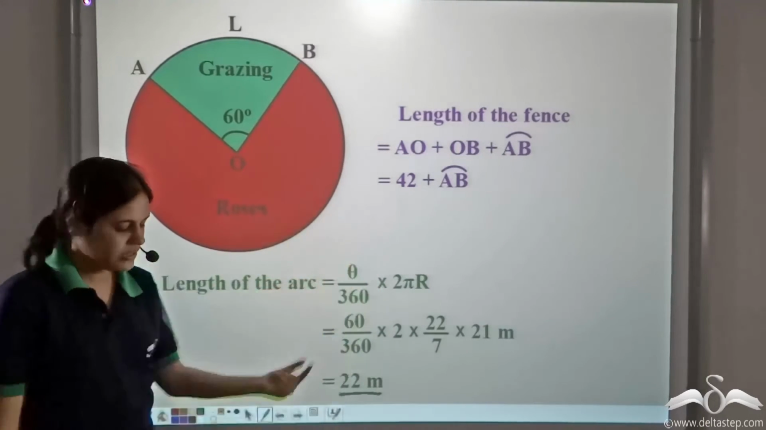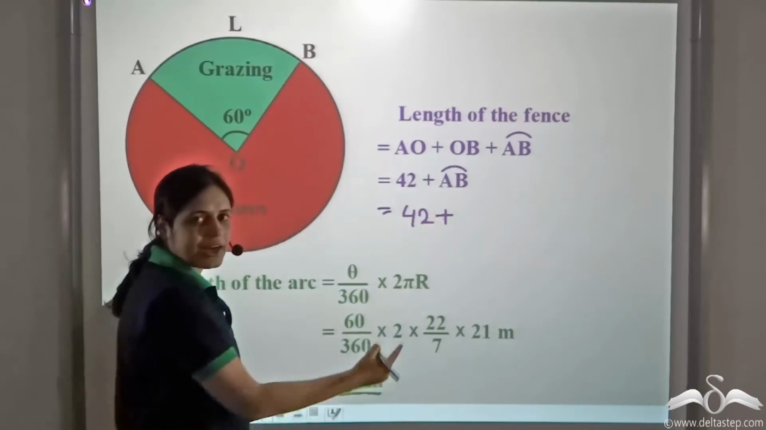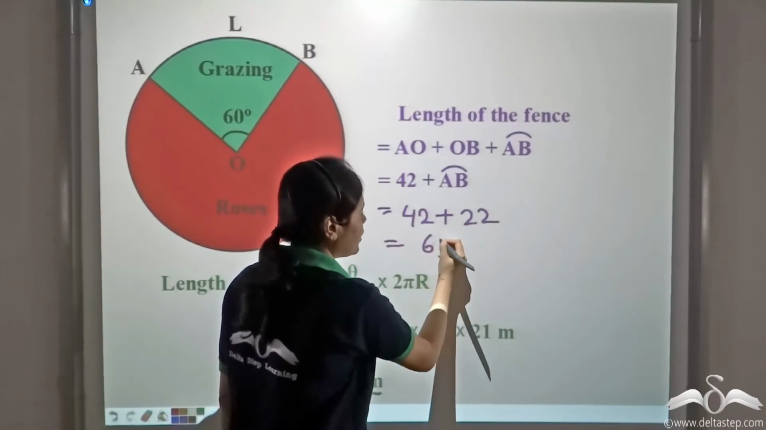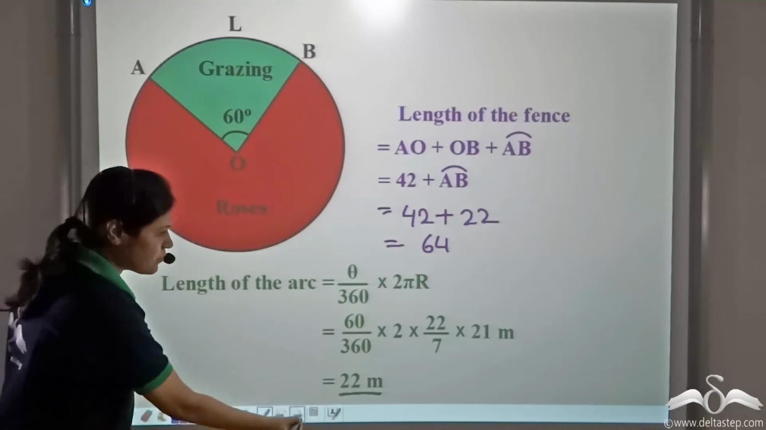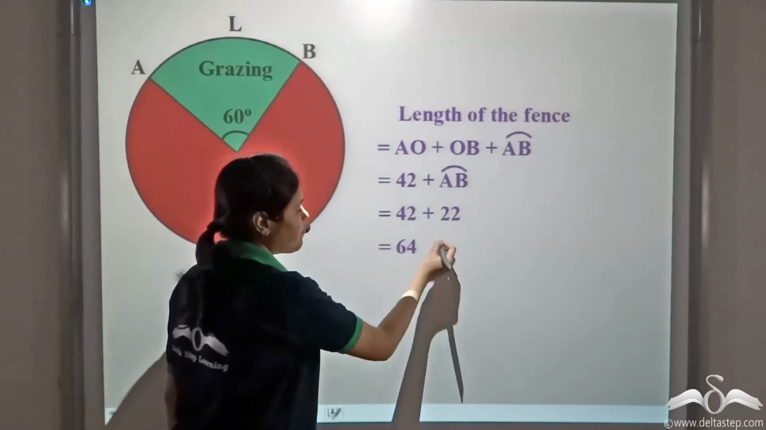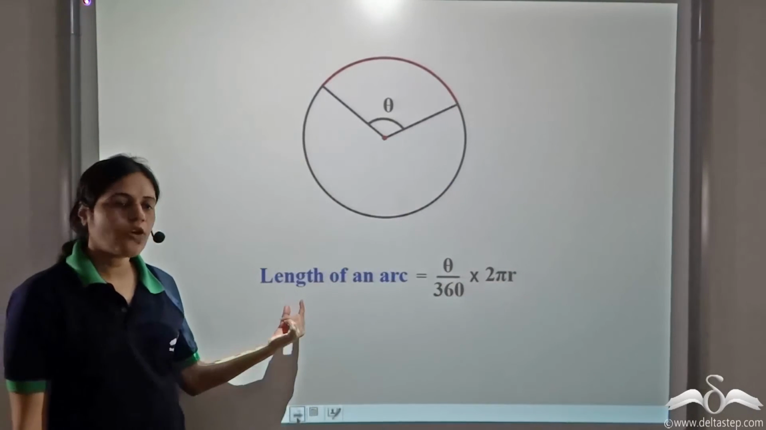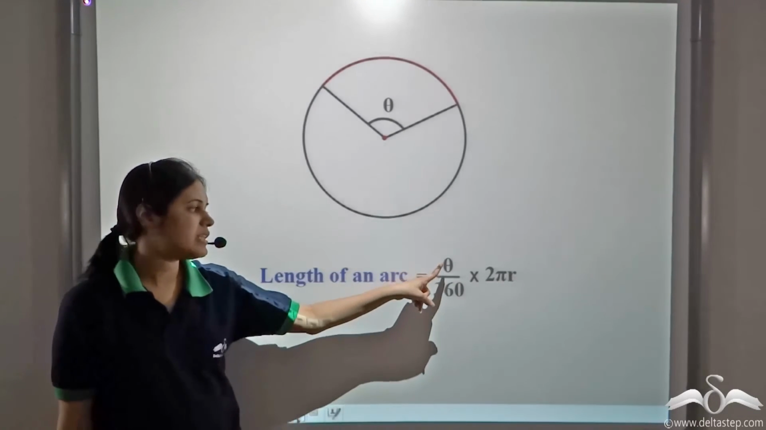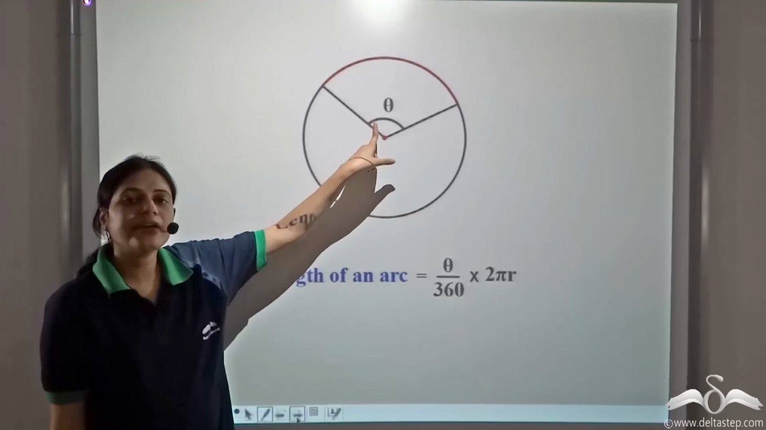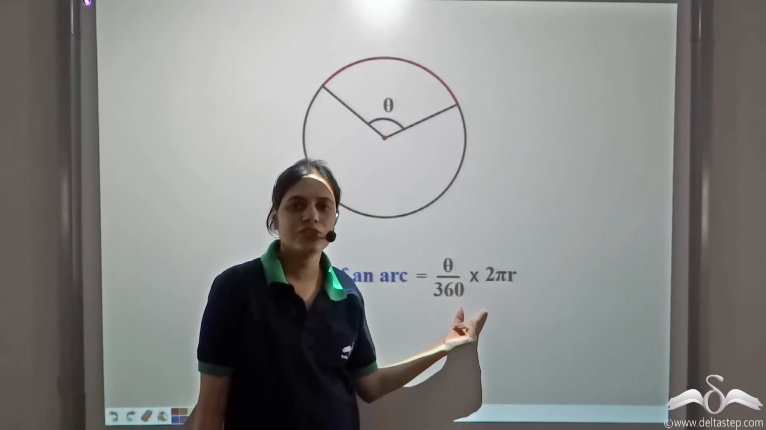Now what is the length of the fence? The length of the fence is 42 plus the length of the arc AB, which we have now calculated to be 22 meters. So this is equal to 64 meters. So the total length of the fence required is 64 meters. So the length of an arc of a circle is given by theta by 360 into 2 pi r, where theta is the angle subtended at the center by the arc and r is the radius of the circle.